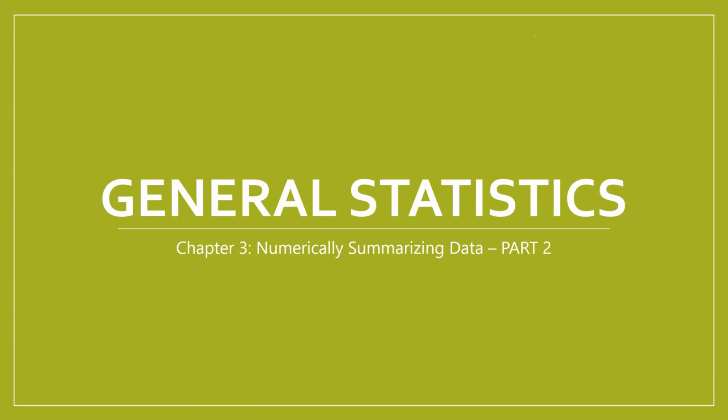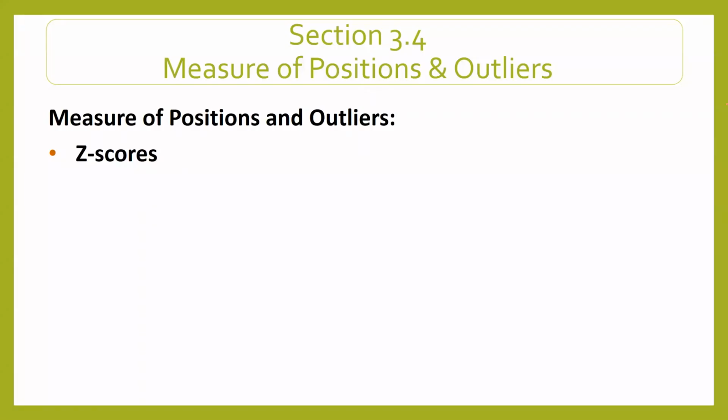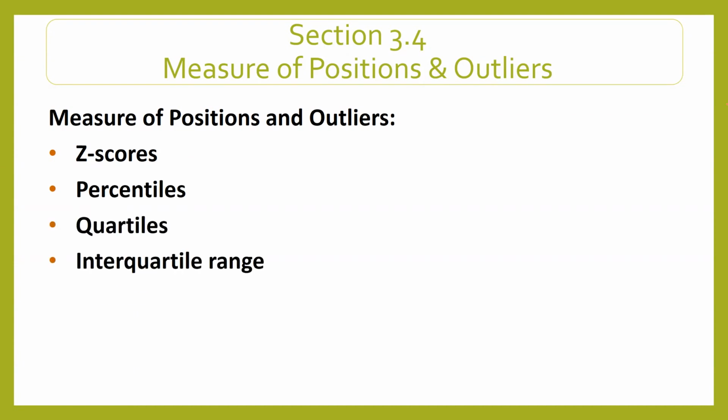I gave a lot of examples, and today I'm going to move into measures of position and outliers. That's where I'm going to start from today. And later on, I'm going to talk about section 3.5. So first, what are the measures of position and outliers? One, Z-score, percentiles, quartiles, interquartile range, and outliers. All right, so let's jump into the definition of the first one.